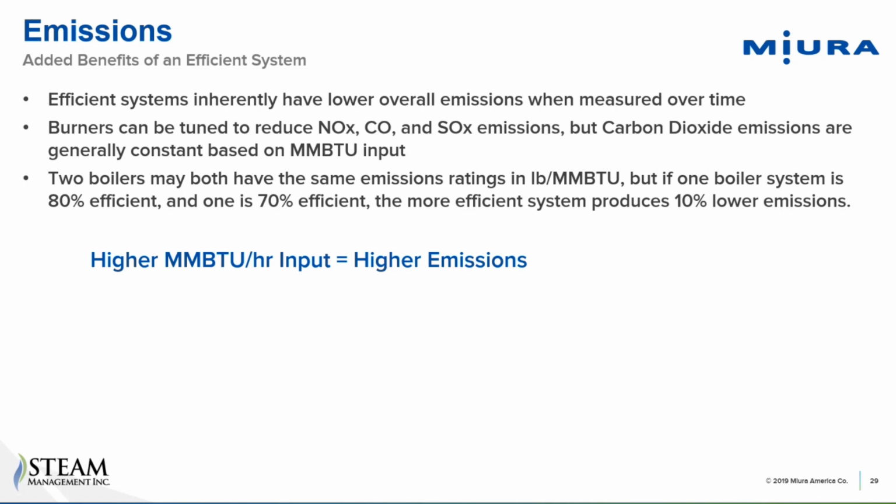It gets overlooked a lot when you're looking at just the spec on that boiler. They may both have 9 ppm NOx, but whichever one is more efficient is going to produce fewer pounds of NOx, or tons of NOx, over time. So higher million BTU per hour input means higher emissions.